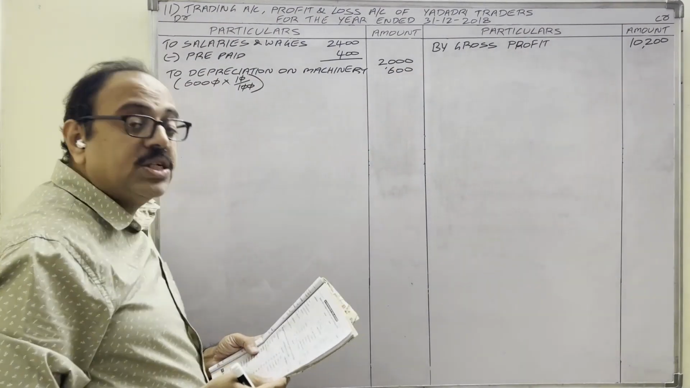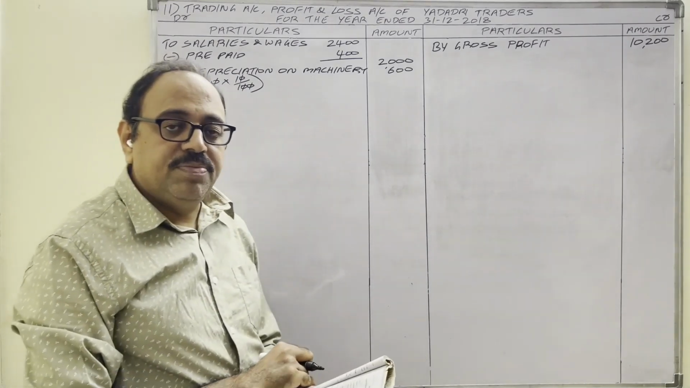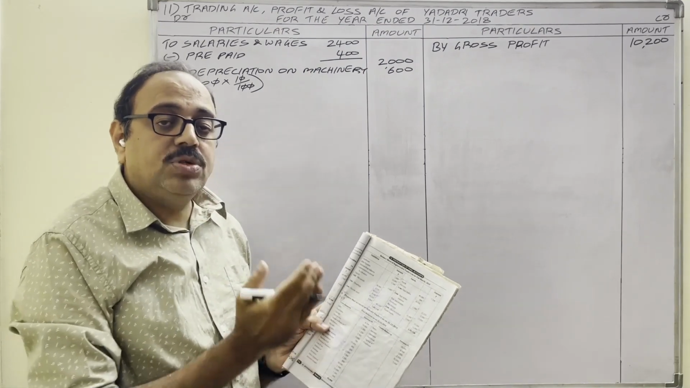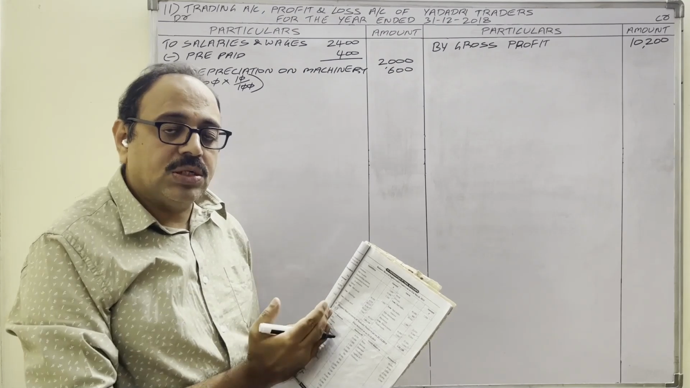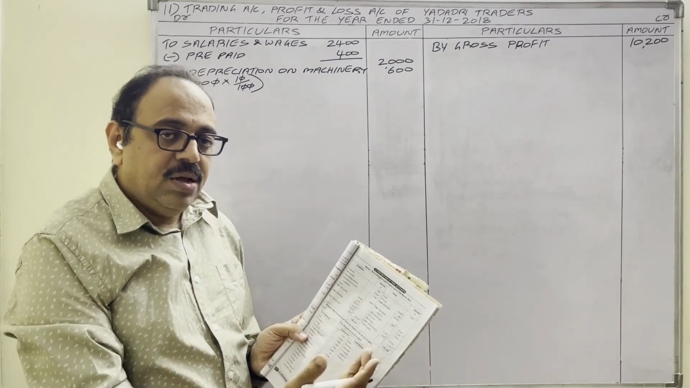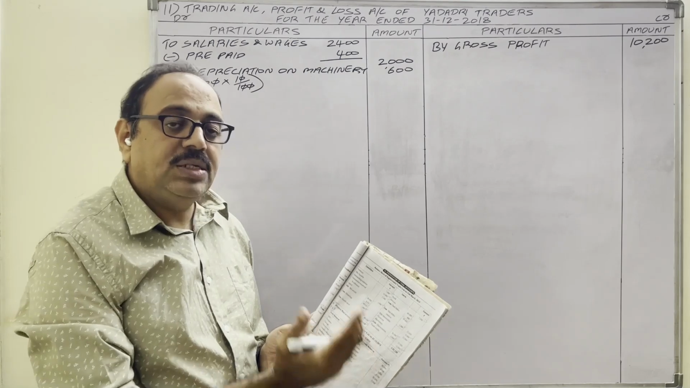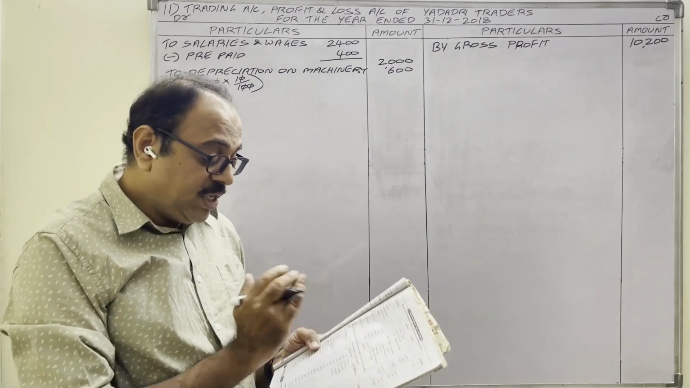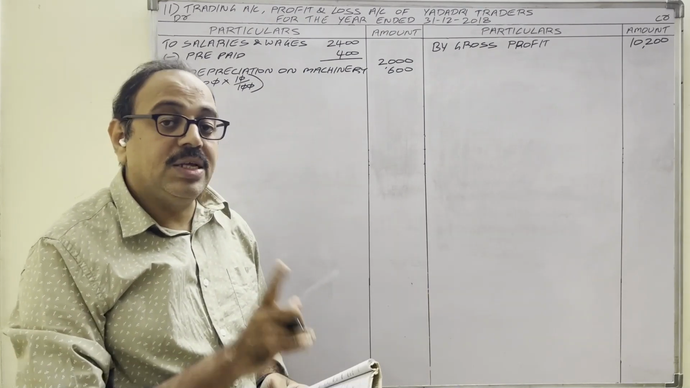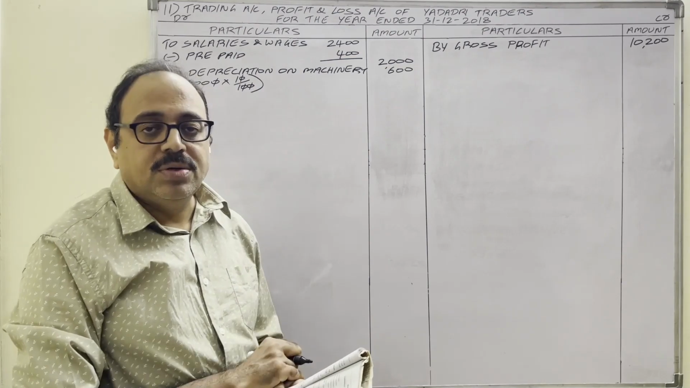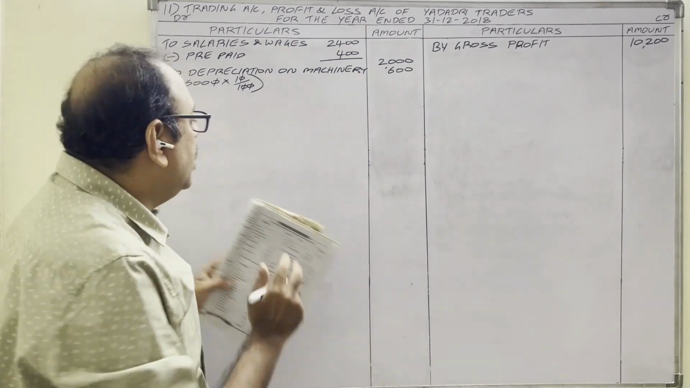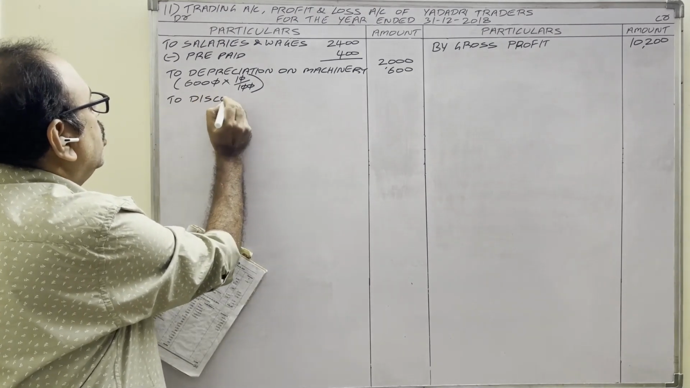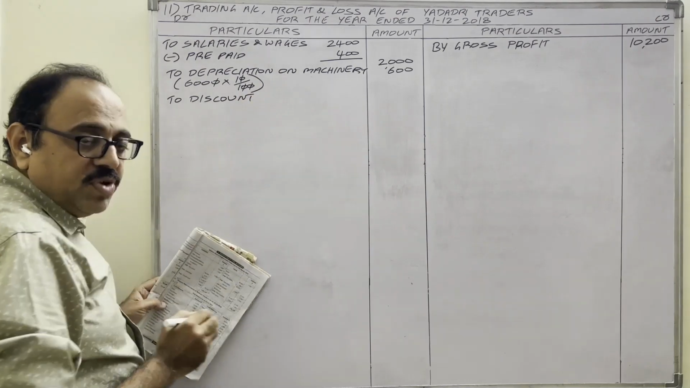Next, discount. Discount is given on the debit side of the trial balance. Rules you should know: on the debit side, he gives assets, expenses, losses, drawings. On the credit side, the opposite: liabilities, incomes, gains, provisions, funds, reserves. Discount is given on the debit side, then the meaning is it is a loss. Means discount allowed. So it is an indirect loss, profit and loss account debit side. To discount. You need not write the word discount allowed because he is giving only the word discount.